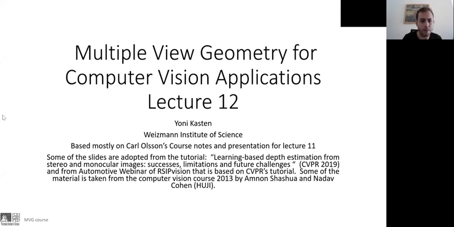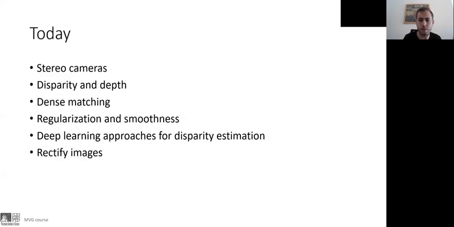Okay, so it's short, lecture number 12. We will talk today about stereo cameras, about disparity estimation and depth estimation, and about dense matching for estimating disparity and depth.